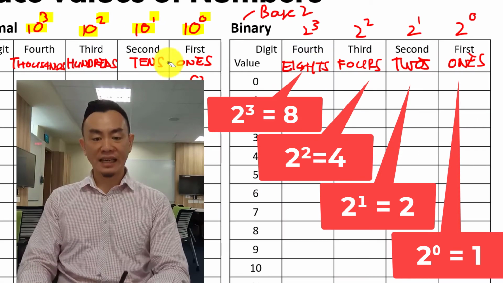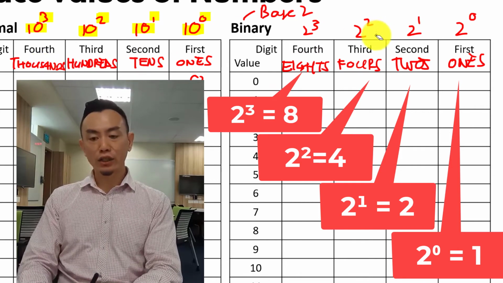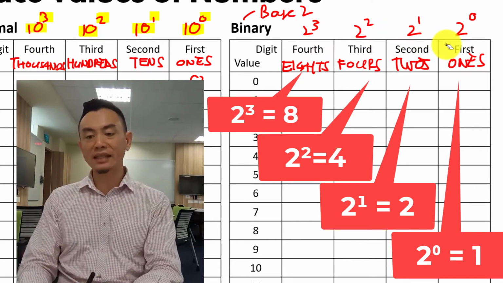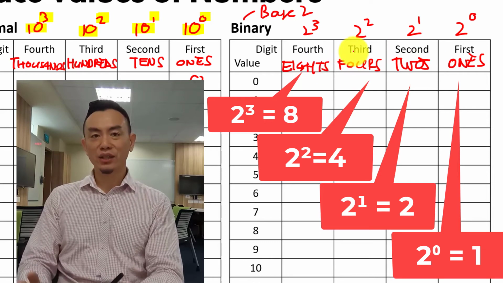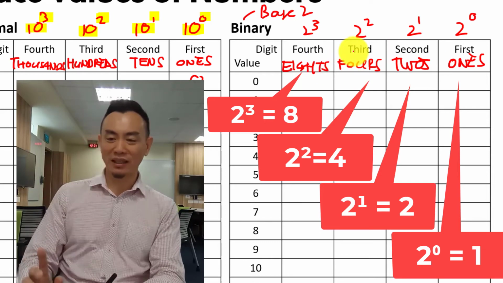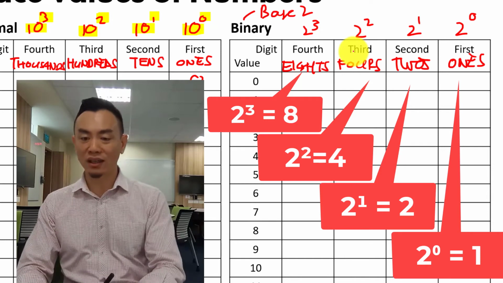Now, instead of ones, tens, hundreds, and thousands, the digits of a base 2 number will represent 1s, 2s, 4s, and 8s, okay? So at this point, some of you might be very confused, but let's look at some examples and it'll be a lot clearer.